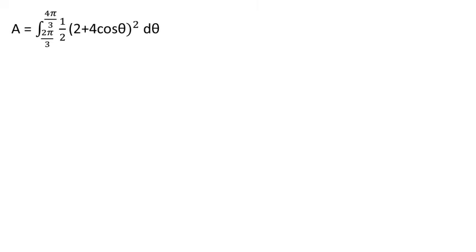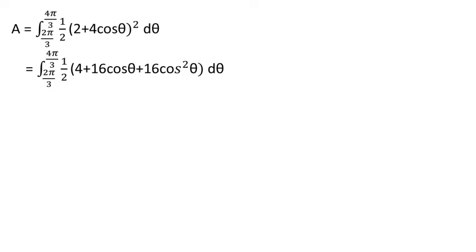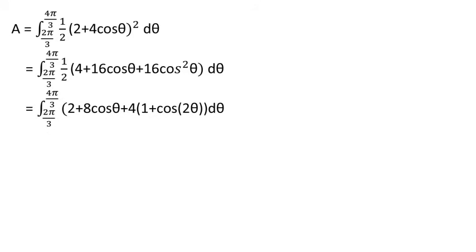We go to the equation A equals the integral from 2 pi per 3 to 4 pi per 3 of 1 over 2 times (2 plus 4 cos theta) squared d theta, equals the integral of 1 over 2 times (4 plus 16 cos theta plus 16 cos squared theta), equals the integral of 2 plus 8 cos theta plus 4 times (1 plus cos 2 theta), equals the integral of 6 plus 8 cos theta plus 4 cos 2 theta.